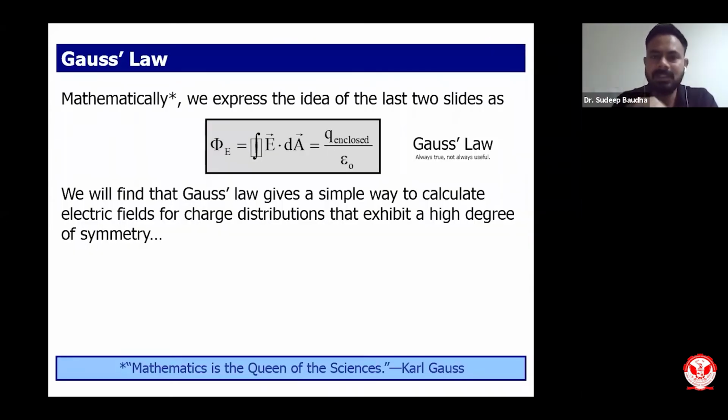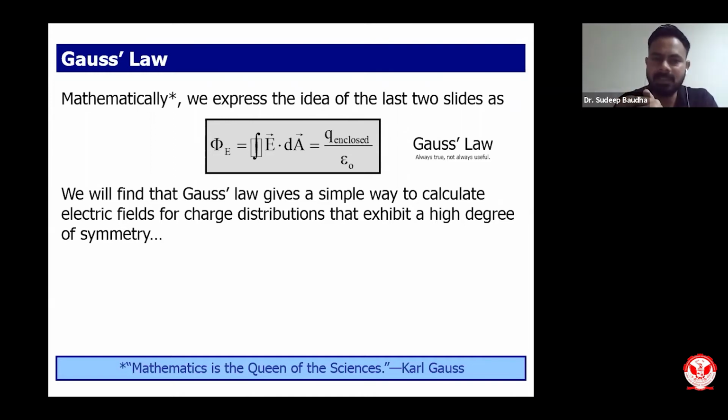Mathematically, Gauss law says that electric flux around a closed surface is equivalent to the charge enclosed upon epsilon naught. Please remember, I'm talking about permittivity, that is permittivity of free space. So I'm talking about the charge which is placed in free space. It is not in some other medium. If it is in some other medium, then epsilon naught and epsilon r, relative permittivity, will come into the picture.